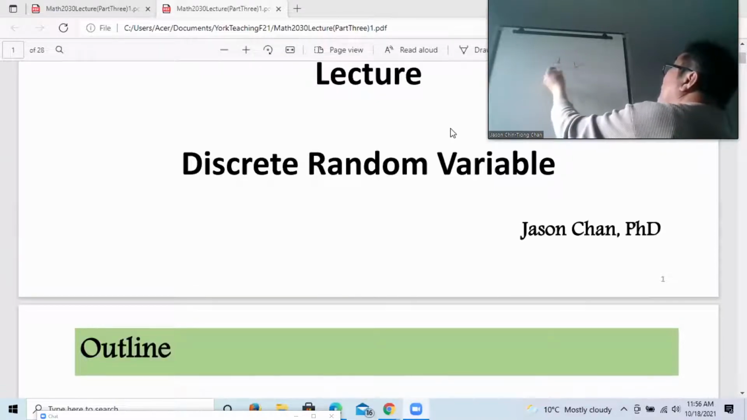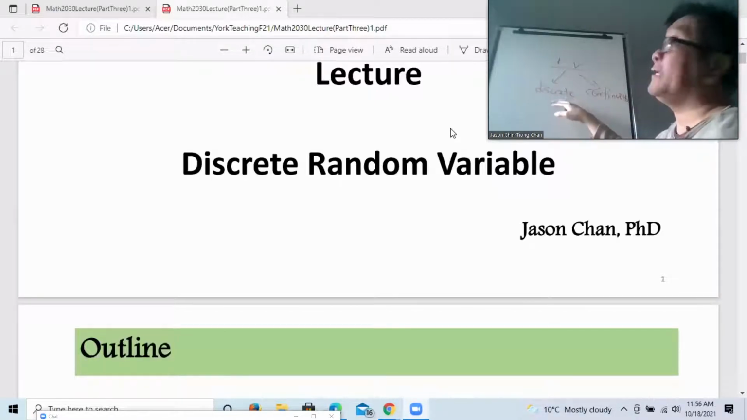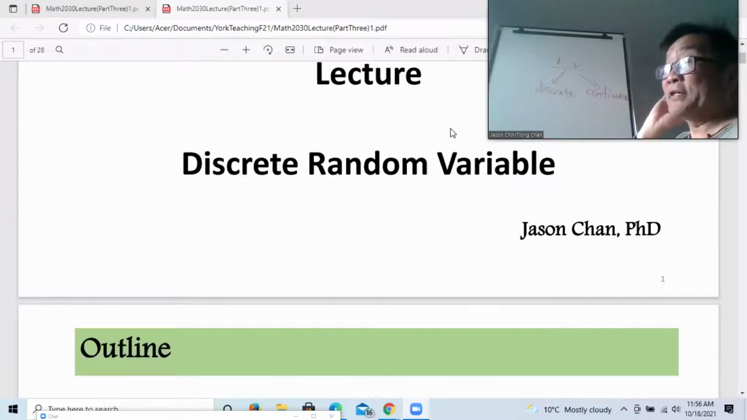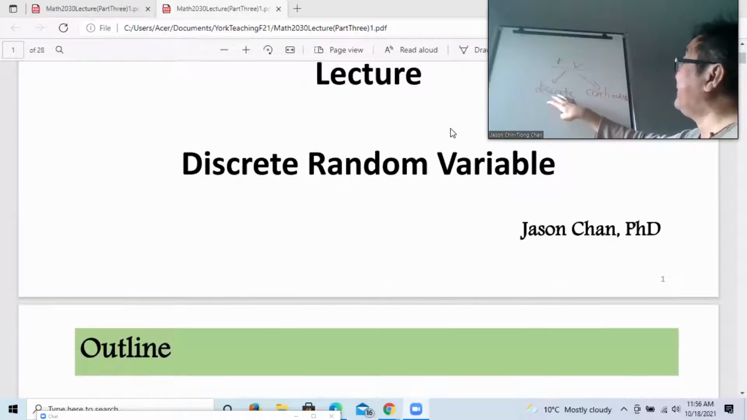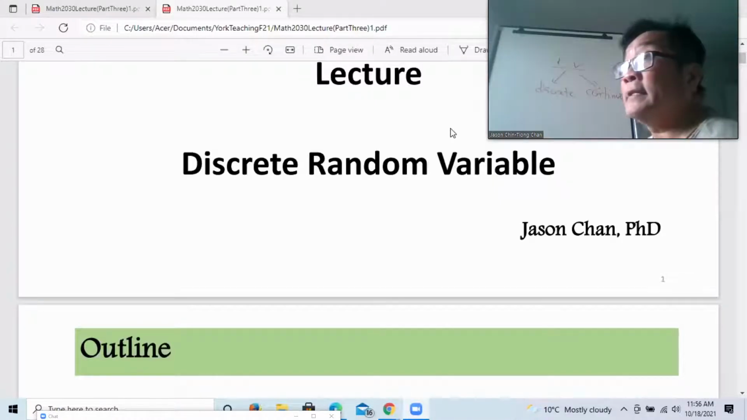This is a short form. We have discrete and continuous. The test excludes this one, but we have to know the difference, because for the final exam both are important. Can someone give me an example for discrete? Anyone?